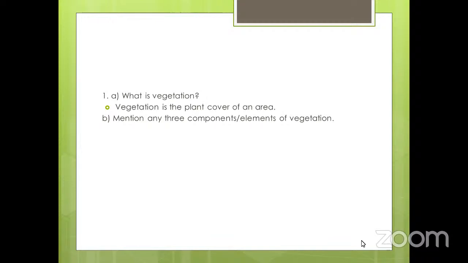Any other person to give us? Yes, Ruth, I still see your hand. Flowers. We have the flowers. That's good. Any other? Any other person? We have crops, we have flowers. What else can we give as a component of vegetation or the element of vegetation?